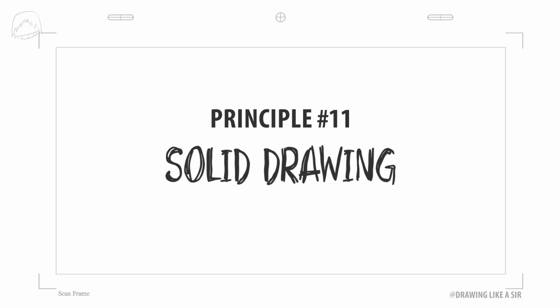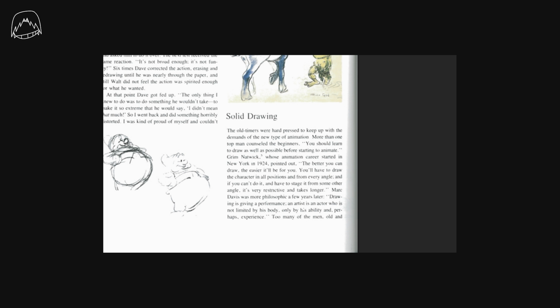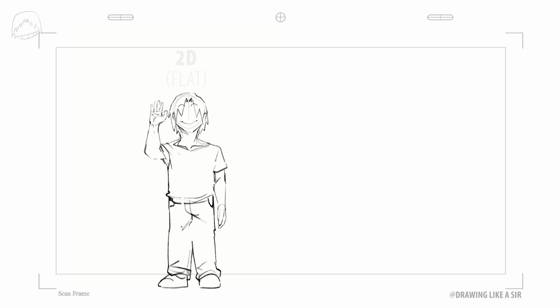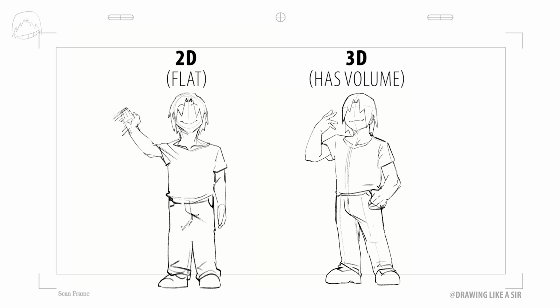What's solid drawing? Well, this translates to learn to draw. You noob. That's kind of what the book says. It's mostly about being so good at drawing that your characters don't look flat, but rather 3D. Obviously, 2D characters can only move 2-dimensional. 3D characters can believably move 3D.